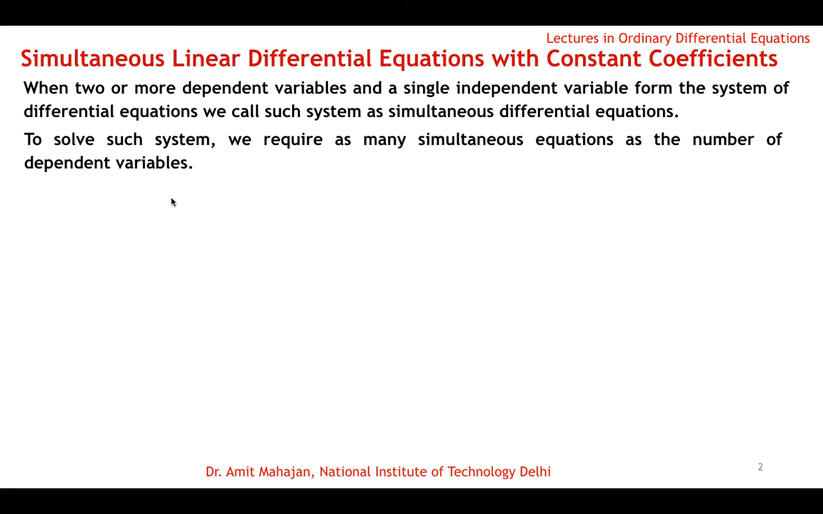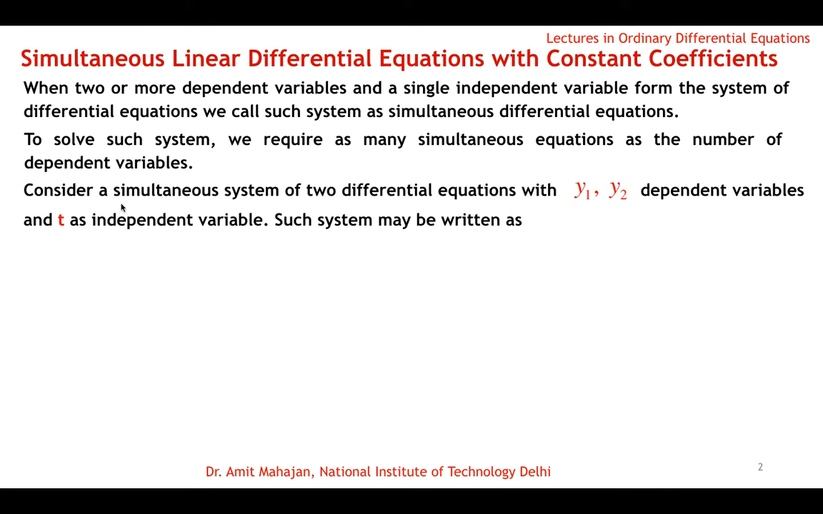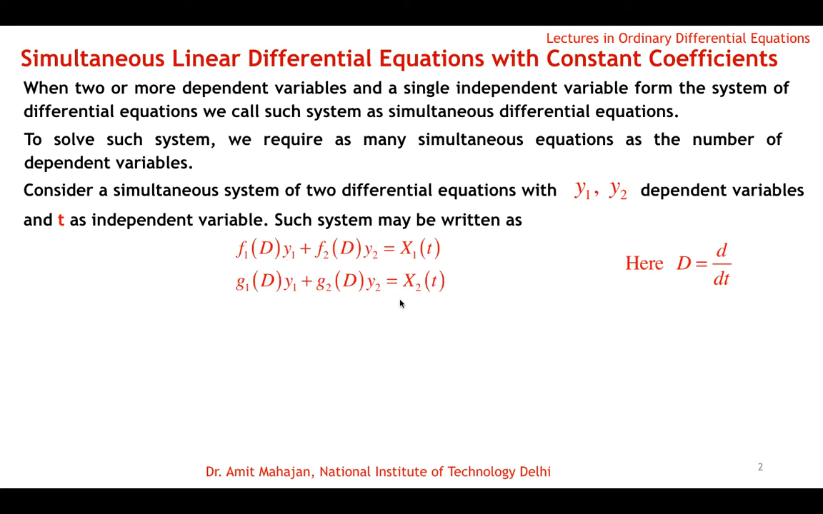Let us, for example, consider a simultaneous system of two differential equations with two dependent variables, say y1 and y2, and a single variable t as the independent variable. Such a system may be written like this, where D is the derivative d by dt, where t is the independent variable. So there are two equations, and the first equation reads as f1(D), an operator operated on one of the dependent variables y1.